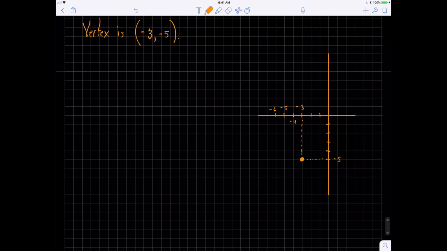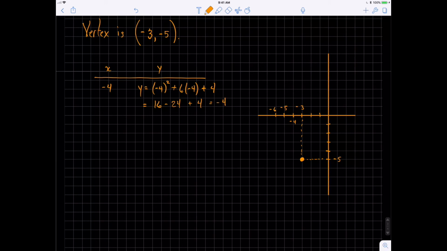So here we go. Let's make our table. Here's x. Here's y. So let's try negative 4. And we'll put that into our original problem. Y equals x squared. That's negative 4 squared plus 6 times negative 4 plus 4. So this becomes negative 4 squared. That's 16 minus 24 plus 4. That's going to give me negative 4.